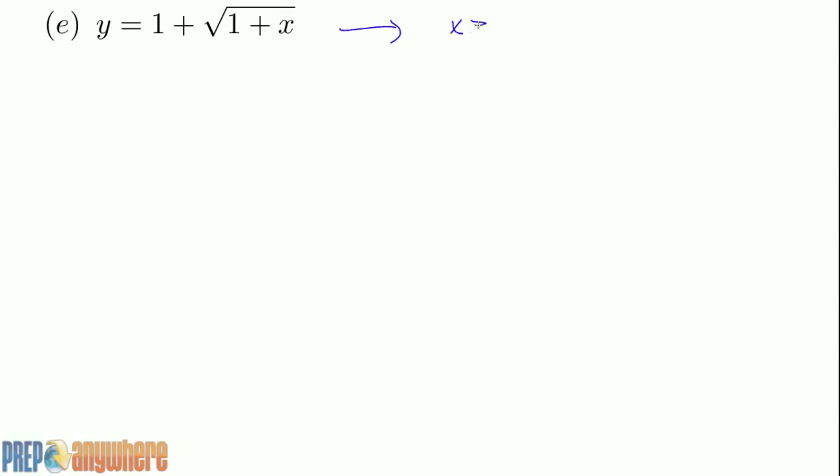Right, the domain here has to be x is greater than or equal to -1. What about the range? So this is the domain. The range, this is what you have to know. With anything of square root of something, this starts from 0 and goes up.